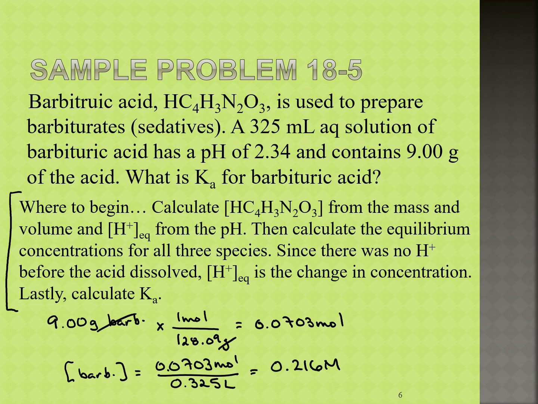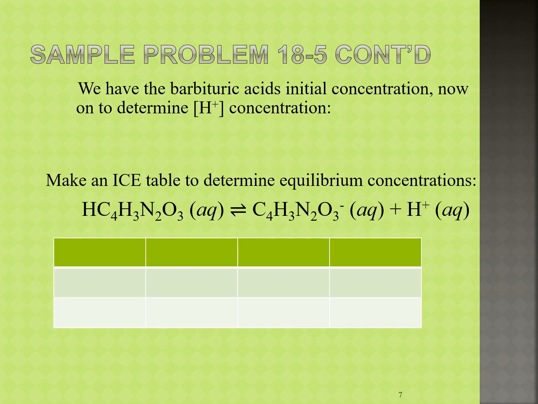Next, it wants us to determine the H plus concentration from our pH. So let's do that on our next slide, where we've got a little bit more room to write. Our H plus concentration is going to be equal to 10 to the minus pH. And the pH given to us was 2.34. So that is 0.0046 molar.